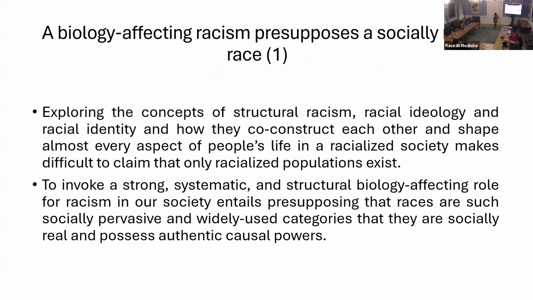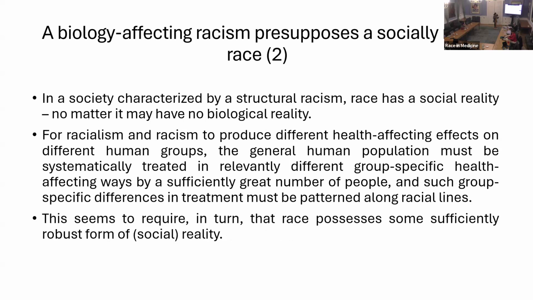So exploring, for example, the concepts of structural racism, racial ideology, racial identity, and how they co-construct each other and shape almost every aspect of people's life in a racialized society, makes it really difficult to claim that only racialized populations exist. So to invoke a strong, systematic, and structural biology-affecting role for racism in our society entails presupposing that races are such socially pervasive and widely used categories that they are socially real and possess authentic causal powers. In a society characterized by structural racism, race has a social reality, no matter that it may have no biological reality.